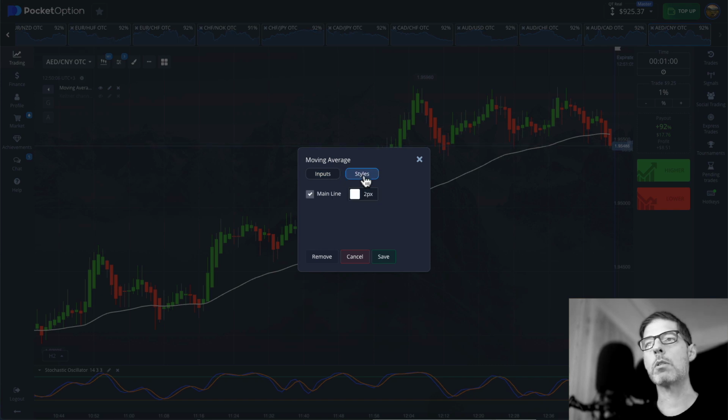And over on the styles menu, I'm going to set the color to white and the line width to 2 pixels instead of 1 pixel. Okay. And this is only if you want it to look like my chart. Maybe you already have this indicator on the charts already and you have it set like you want. That's great. But this is just how I've set up mine.